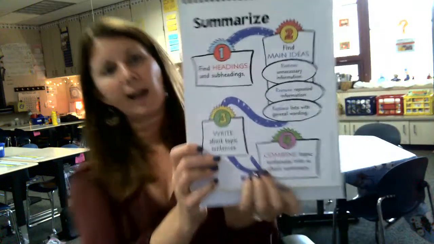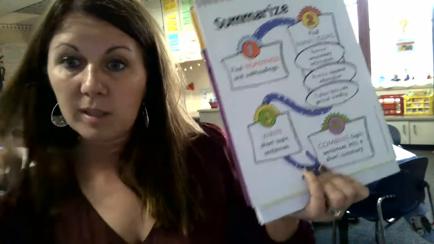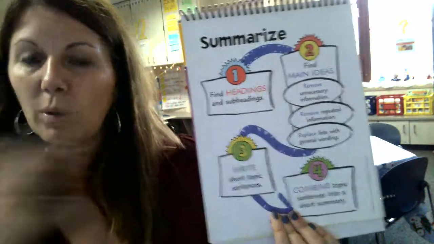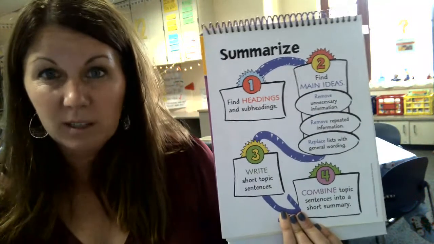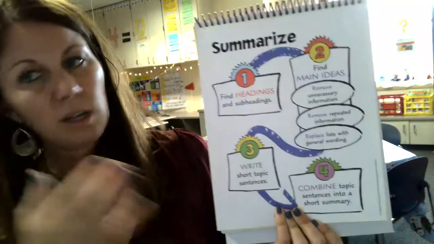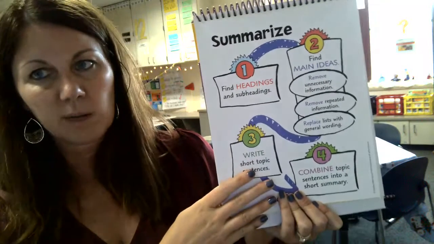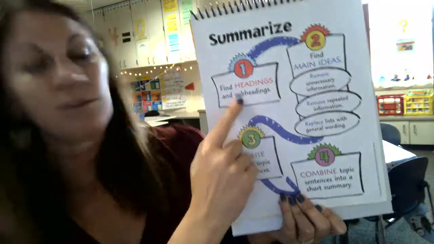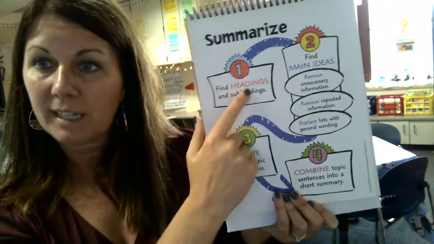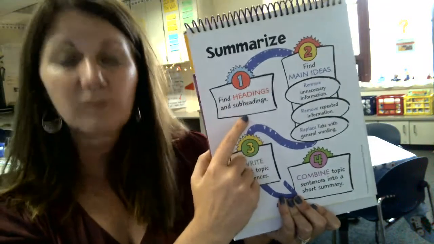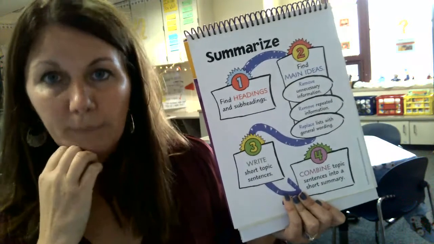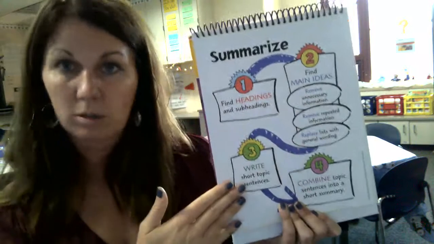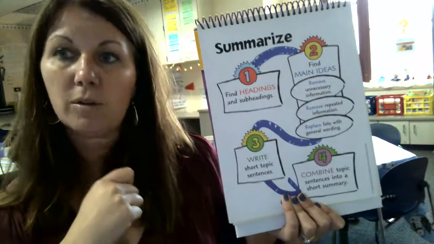So let's take a look at our anchor chart now. You also have it next to you. If I'm trying to summarize a paragraph or a page, this is my train of thought. This is what I think about. First, I see if there's any headings. I find any headings or subheadings. Often the headings give you a pretty good clue of what your topic is and therefore helps you start to summarize it. So look for those headings.